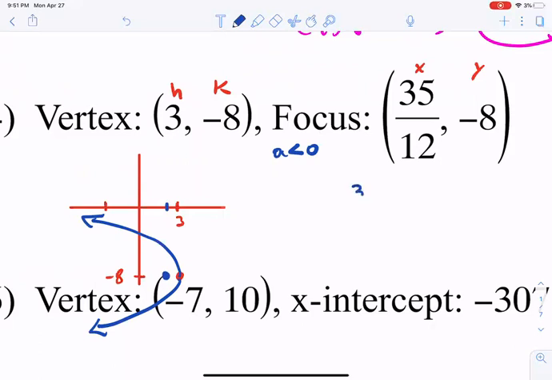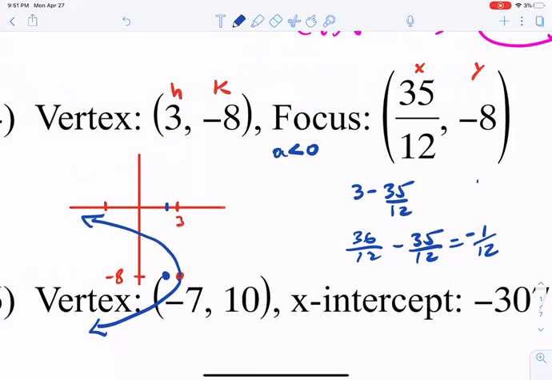So if you subtract 3 minus 35/12, this is the same as saying 36/12 minus 35/12, which is 1/12. But you have to recall that A is negative, right? So if A is negative, it has to be less than 0. So this A must be negative, right? Now, that's the value of A.